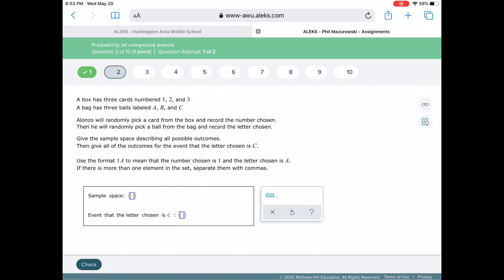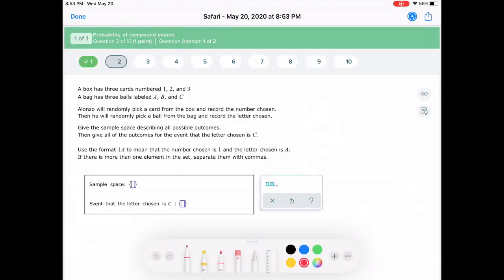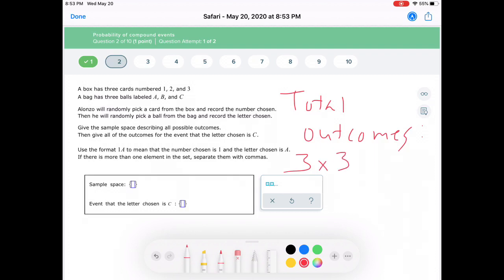Got another question similar to that. All right, so a box has 3 cards numbered 1, 2, and 3, and a bag has 3 balls labeled A, B, and C. So the first thing I want to talk about is the total outcomes. So just like I talked about before, I'm going to take the total outcomes from each event. So there are 3 outcomes for picking a card, and then there are 3 outcomes for picking a ball. So there are going to be 9 total things in this sample space when he randomly picks a card from the box and then gets a ball from the bag.